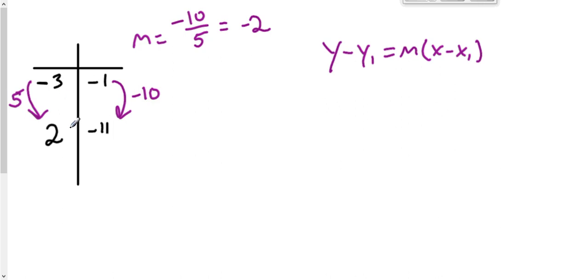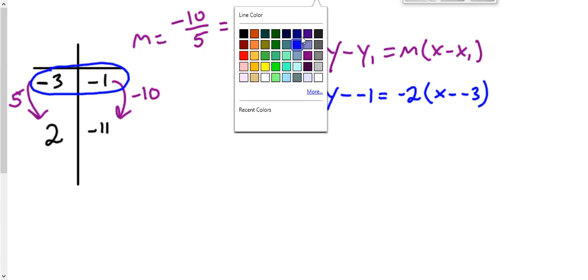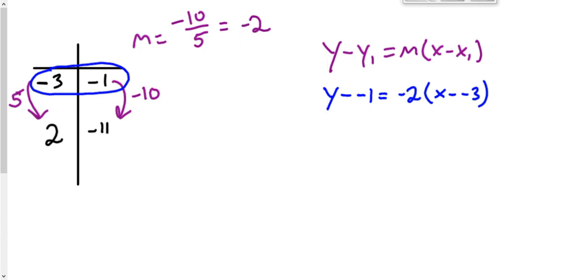Have to pick a point. Even though both of these numbers are negative, they're smaller, so I'd rather deal with them. Y minus -1. We have our slope of -2, and then we have x minus -3. I know you're probably all already saying it to me right now on your side. These two negatives and these two negatives can form a positive. You guys are right.